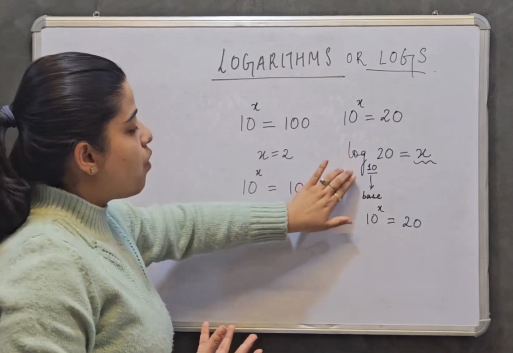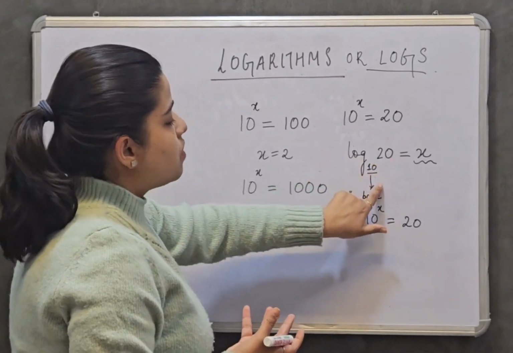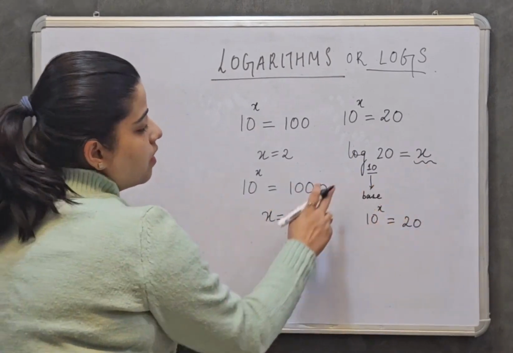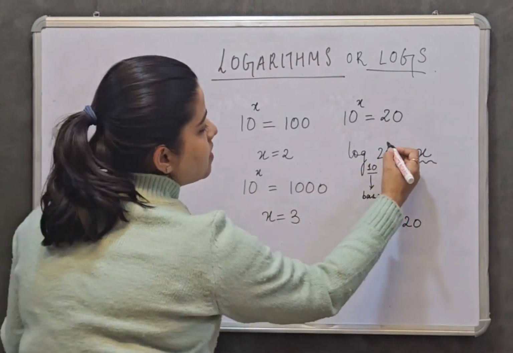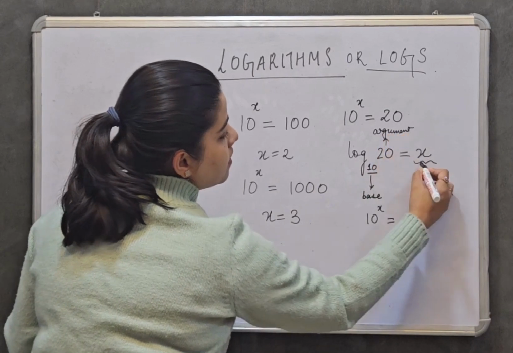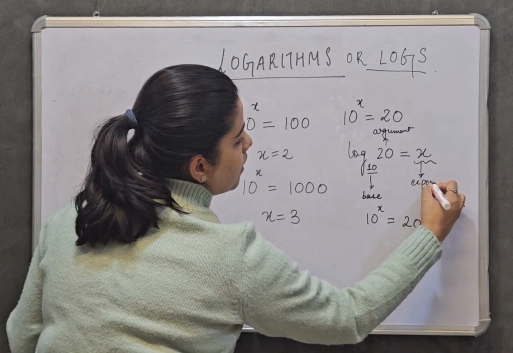So in this form, log 20 to the base 10 is equal to x. It is formed like that. Here, 10 is known as the base, 20 is known as your argument, and x is known as your exponent.